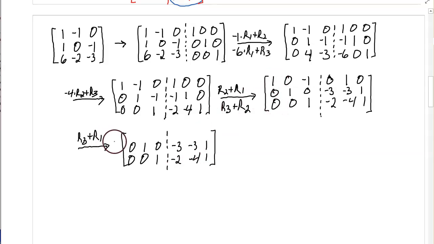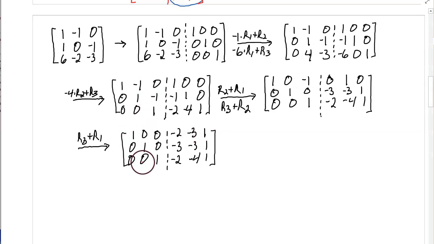0 plus 1 makes 1. 0 plus 0 makes 0. 1 plus negative 1 makes 0. Negative 2 plus 0 makes negative 2. Negative 4 plus 1 makes negative 3. And 1 plus 0 makes 1.